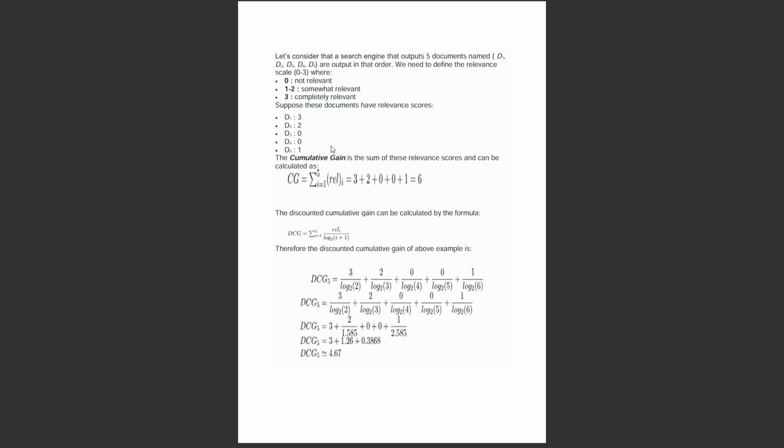This is also given in the question itself. So D1, D2, D3, D4, D5. Here I am considering k equal to 5. When I'm considering k equal to 5, I have already explained what is cumulative gain. I'm just adding these values: 3 plus 2 plus 0 plus 0 plus 1. So I will be getting cumulative gain as 6. So this is not that good actually.